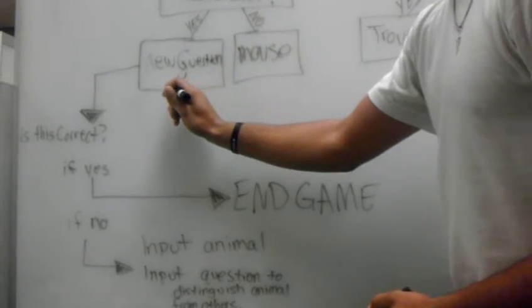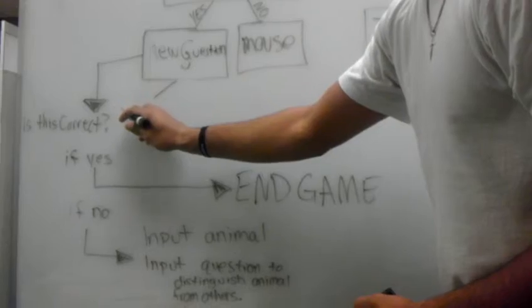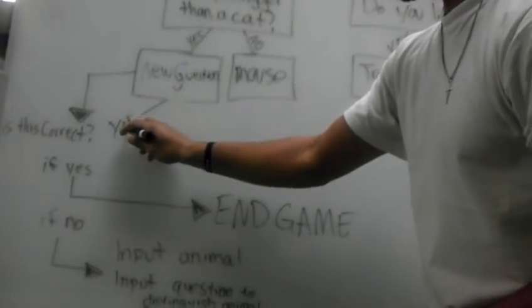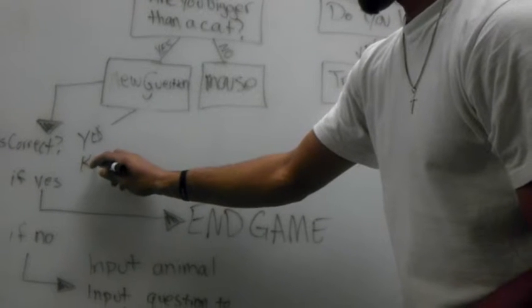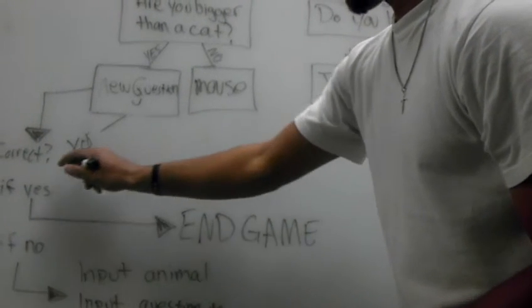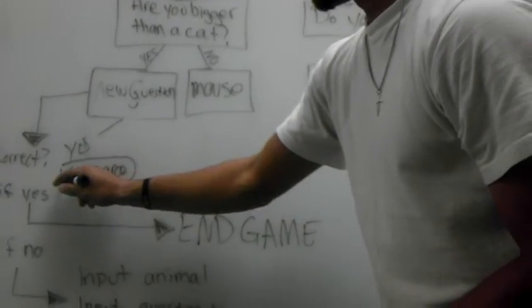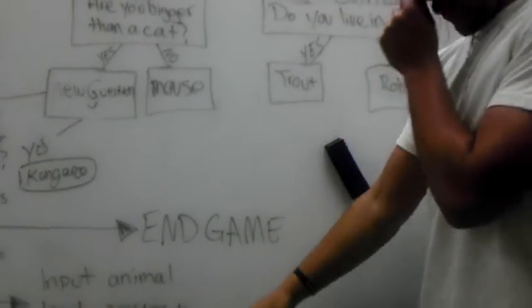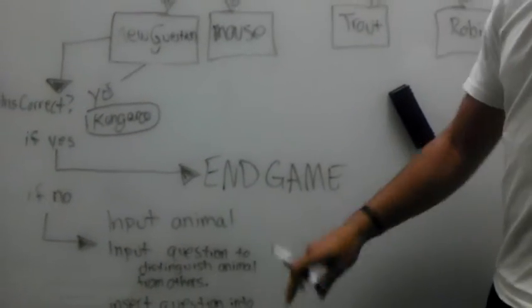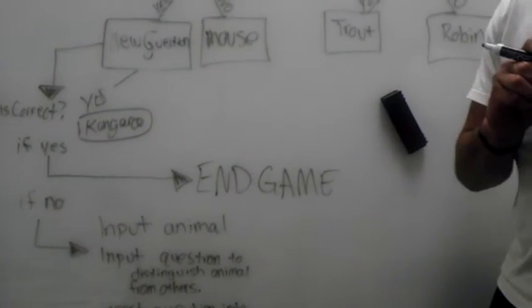And then you set the kangaroo on the yes side, which would be the left side. And then you would save that question to the text file, and then you would end the game.